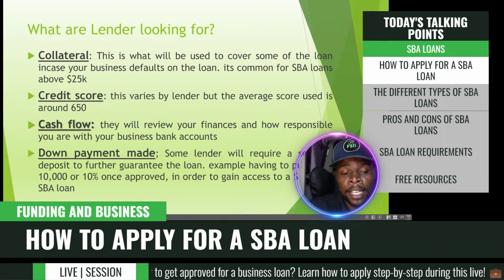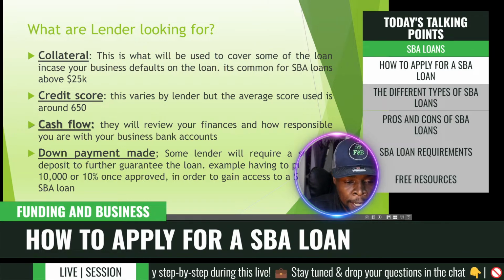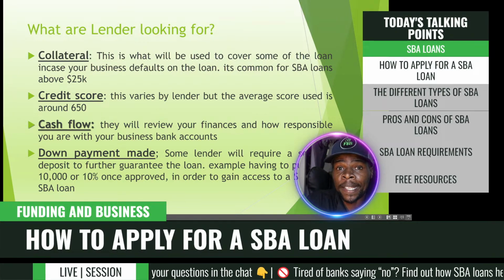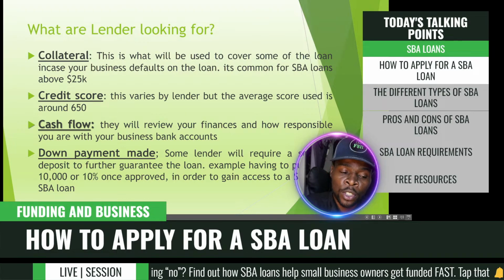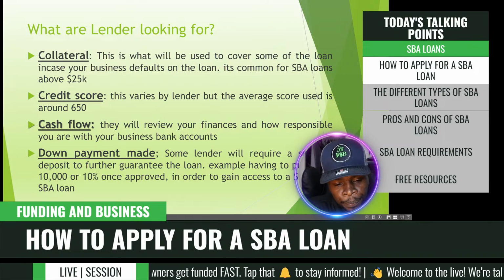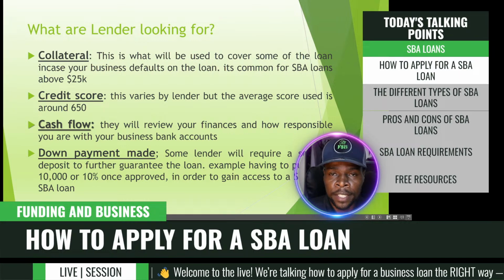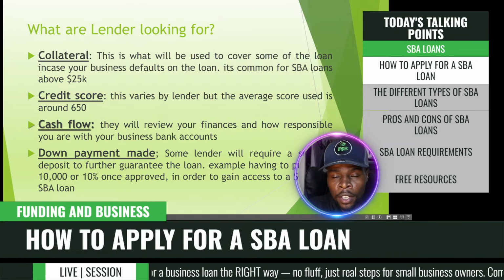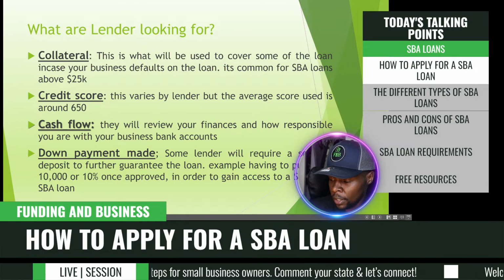Again, you need steady cash flow. This shows the lenders that you're responsible with your money and the health of your business bank account. Because if you're responsible with your money, then you're going to be responsible with my money, right? Then most lenders will also require you to put down a down payment. This is like a further guarantee for the loan. For example, if you get approved for 100,000, you might need 10,000 extra to get approved for the loan. It just lowers the risk for the lender.